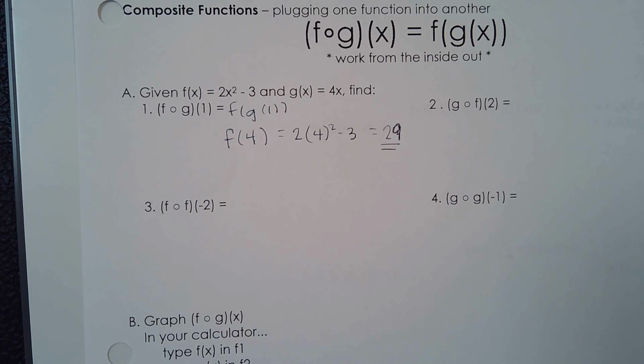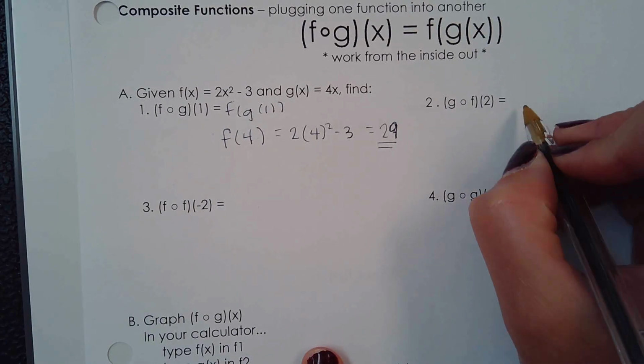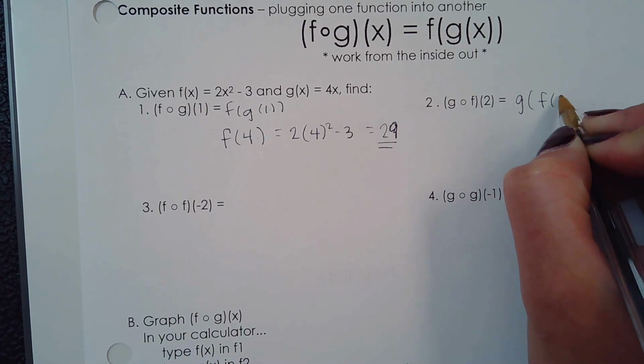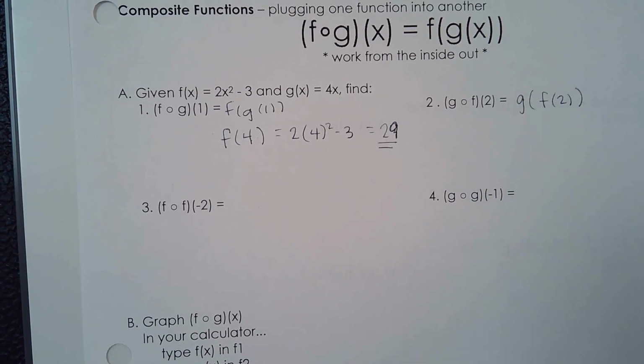Questions? Alright, so the next one, it says g of f of 2. So I'm going to rewrite that like I did over here. So it's g of f of 2. So we need to find f of 2 first. If we get that answer, we'll plug it into the g function.